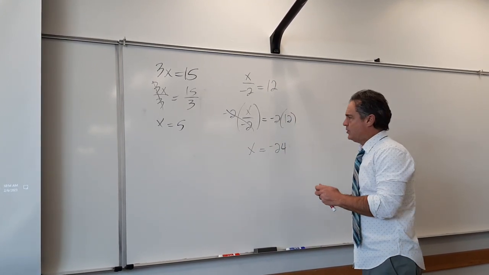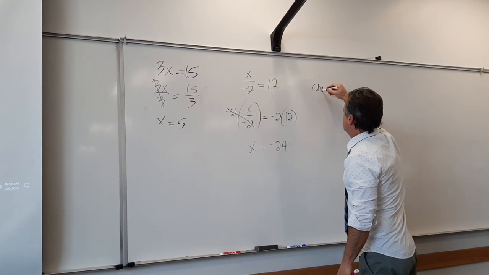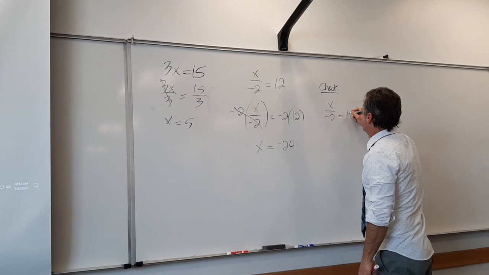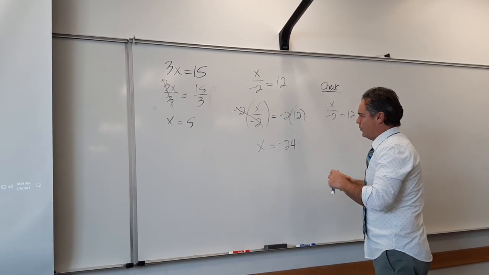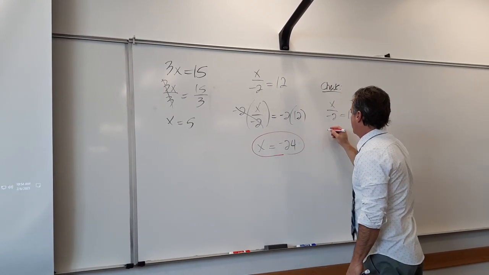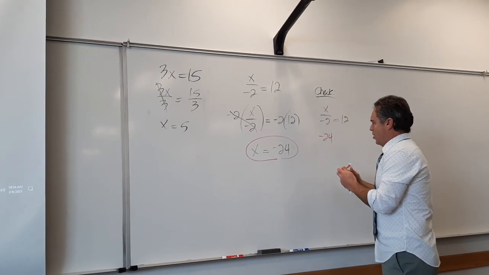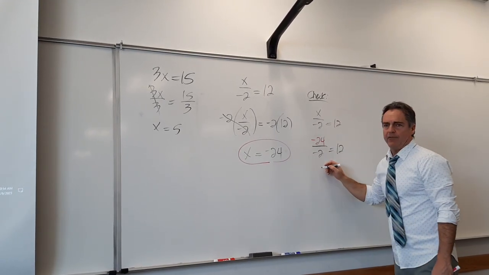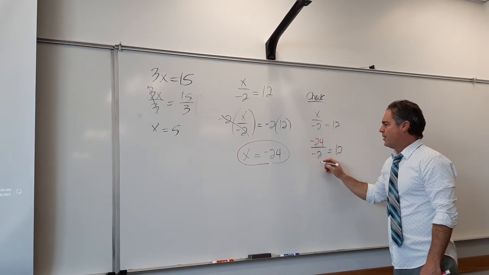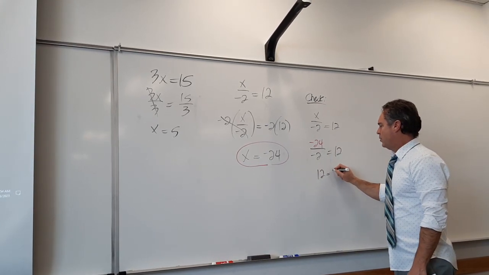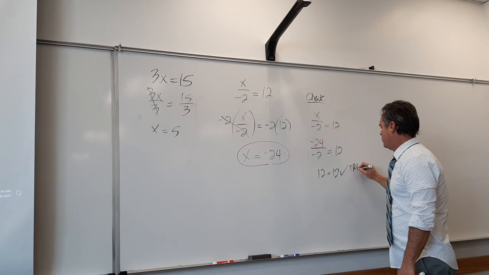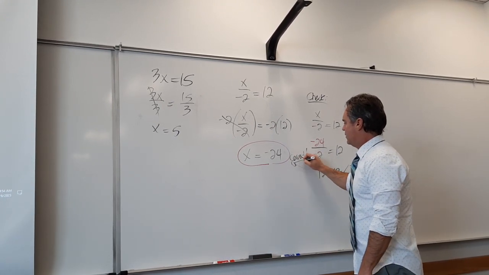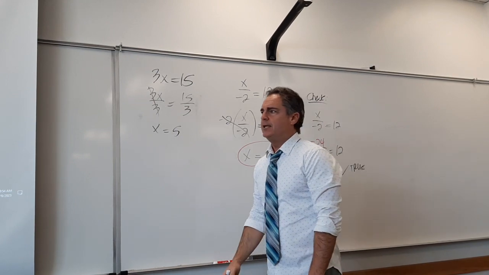Okay, got to check our answer. So let's check that. Write the original problem, x over negative 2 equals 12. Where there's an x, we will put in our answer of negative 24. We get negative 24 over negative 2 equals 12. What's a negative over negative? Positive. 24 divided by 2? 12 equals 12. Check, that is true. And so our answer is correct. Hard or easy? Easy.